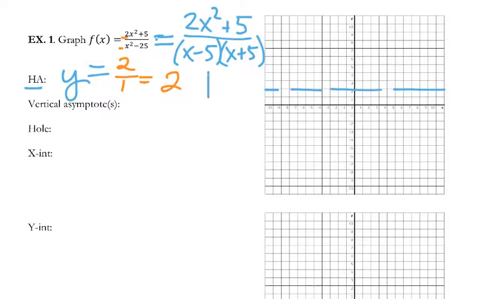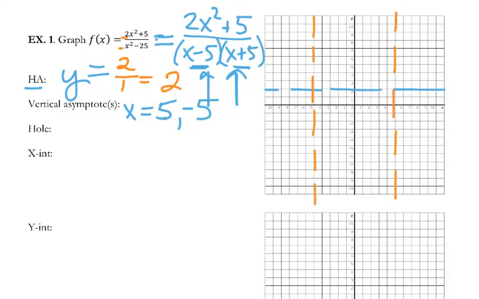Vertical asymptotes. Well, looking at this function, I actually have 2 because neither of these cancel out with the numerator. So I have a vertical asymptote at x equals 5 because of this factor here. If I set it equal to 0, I get x equals 5. The second factor here gives me a vertical asymptote at negative 5. Okay, because we can't cross vertical asymptotes, I'm going to do this in bright orange. We have a vertical asymptote at 5, and we have a vertical asymptote at negative 5.